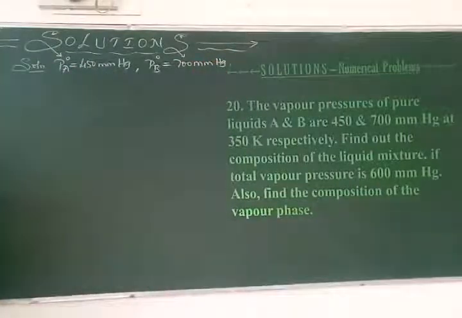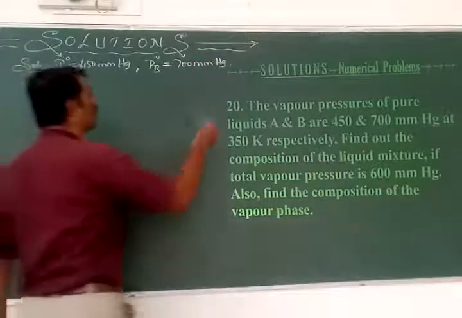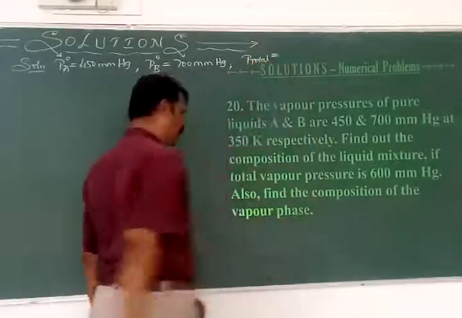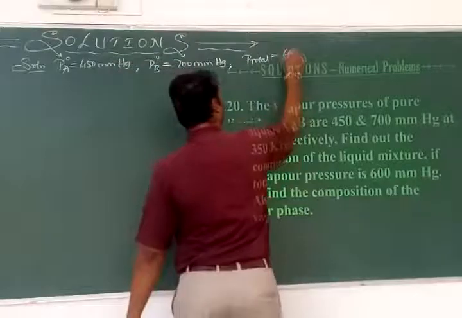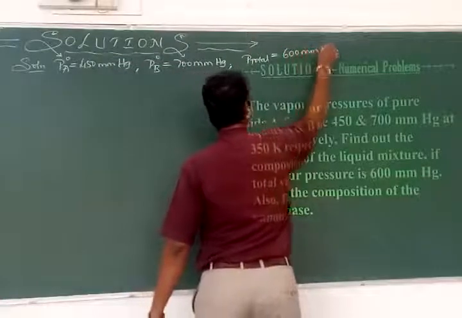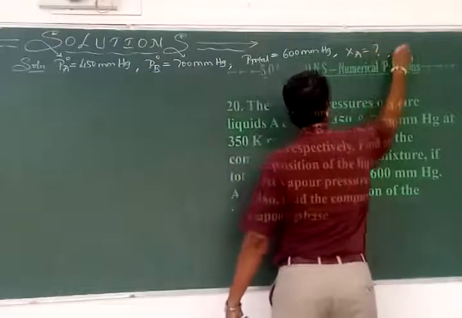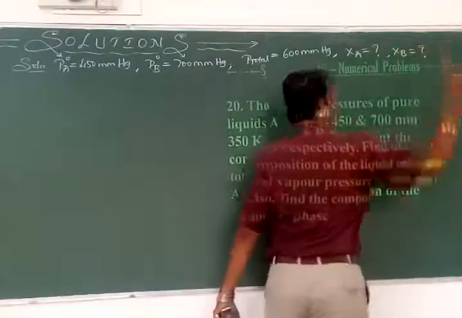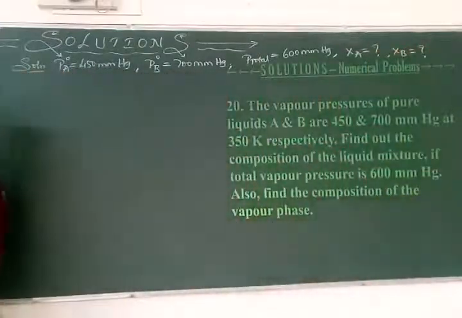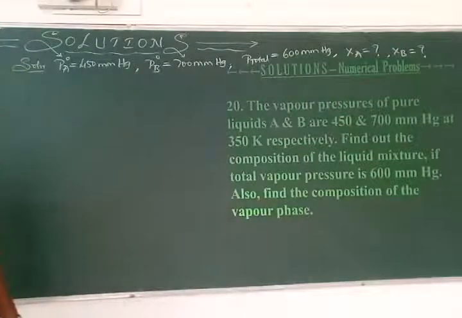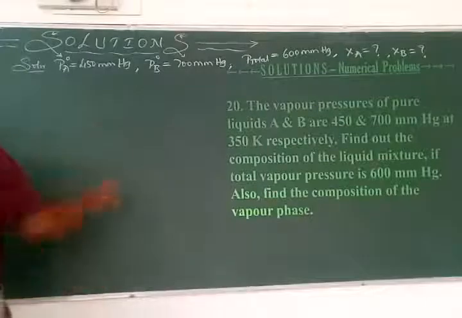Find out the composition of the mixture if the P total is given as 600 millimeter of mercury. First you have to calculate the value of XA and then XB. Same, I think, it is an application of Raoult's law. We know that.